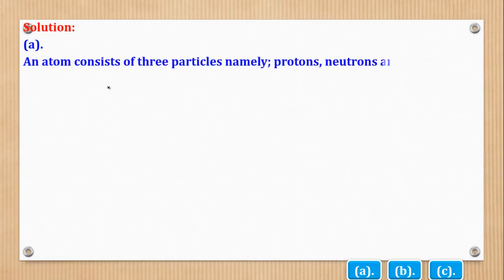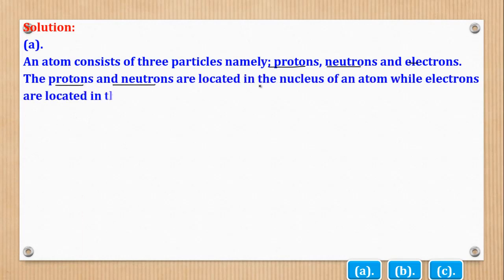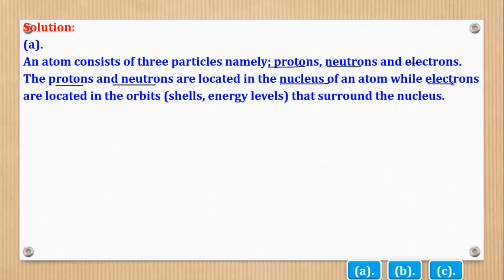So one, we know that an atom consists of 3 particles, that is protons, neutrons, and electrons. The protons and neutrons are located in the nucleus, while the electrons are located in the orbits that surround the shell. And that's what they wanted. That's the structure, what it contains and where they are located.